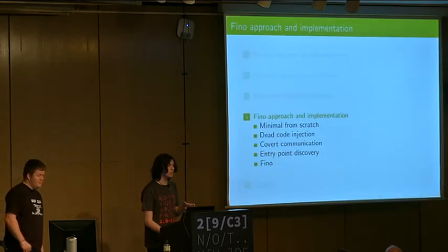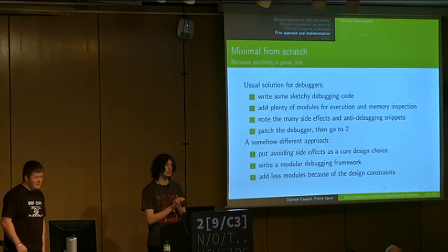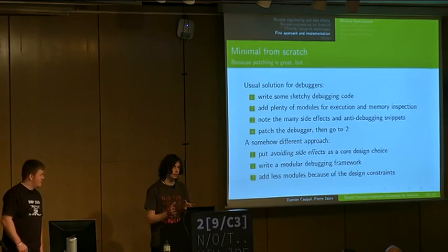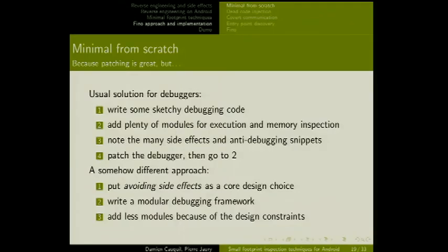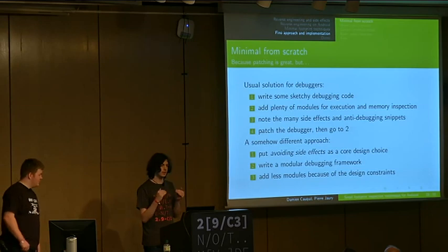And that is the approach we took when building a tool we called Fino. This tool has been built as some kind of a debugger that was minimal from scratch. Instead of writing a usual debugger and going sketchy, adding plenty of functionalities, plenty of abilities, and noting the side effects, then going back and correcting the side effects, and then adding more modules, we wrote something with a very different approach. We started by avoiding side effects as a core design concept. And then we added functionalities, still avoiding side effects.